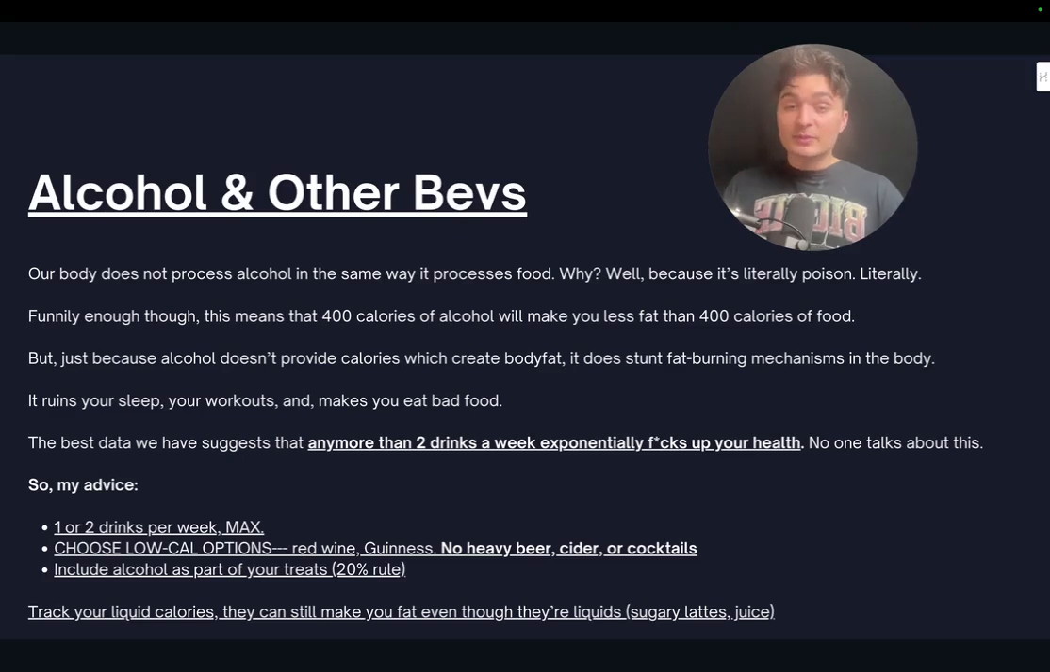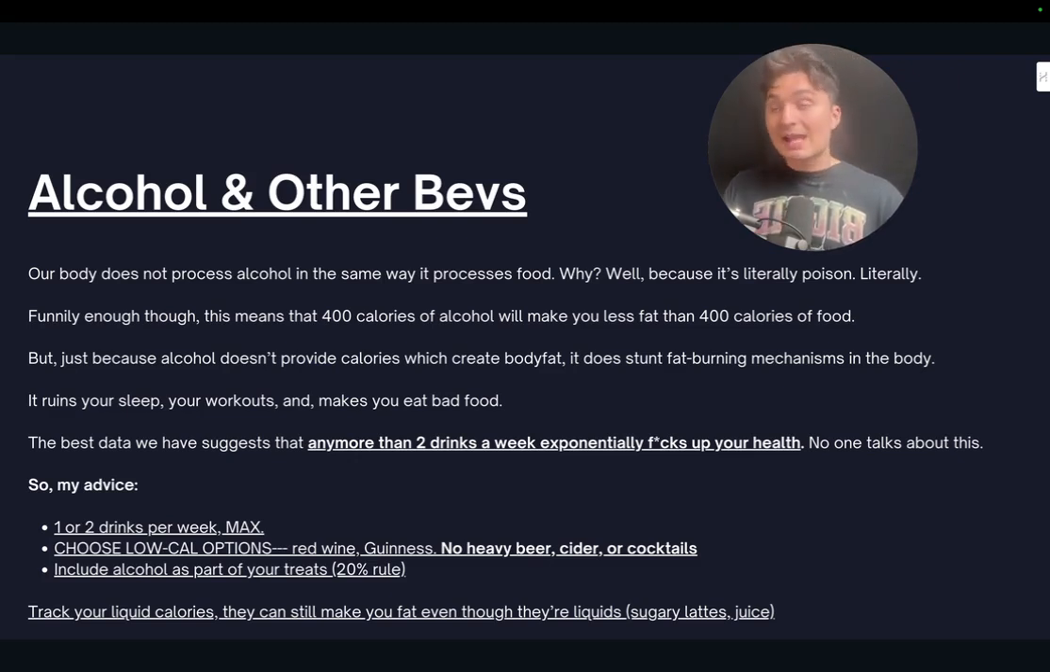So, funny enough, this means that 400 calories of alcohol will make you less fat than 400 calories of food in a vacuum, right? If you consume 400 extra calories of food and you consume 400 extra calories of alcohol in a controlled environment, the alcohol won't create as much body fat as the food.